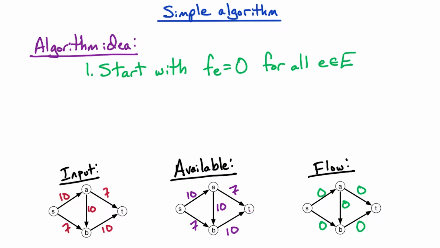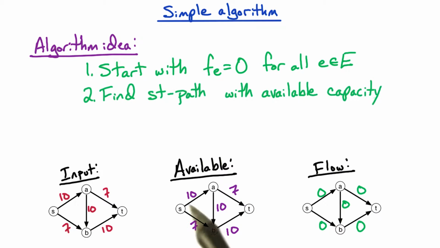Now in order to augment the flow in a valid manner, we're going to try to find a path from S to T in this available capacity graph. So in this graph, we're going to find an ST path, a path from S to T. Let's denote this path by P. How do we find such a path? Well, we can run BFS or DFS in this graph. Doesn't matter which one. We're not saying anything about which particular path we're looking for. We're just trying to find any path from S to T where every edge has some available capacity.